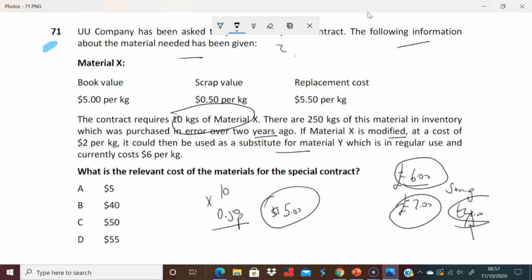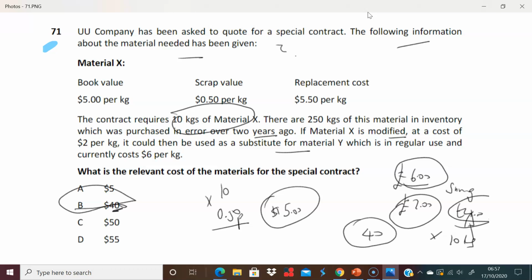I mean, it's higher than £5. This is £4, of course, per kilogram. So we're making 10 kilograms. That means that the relevant cost here is $40. That's the relevant cost that we need to think about.